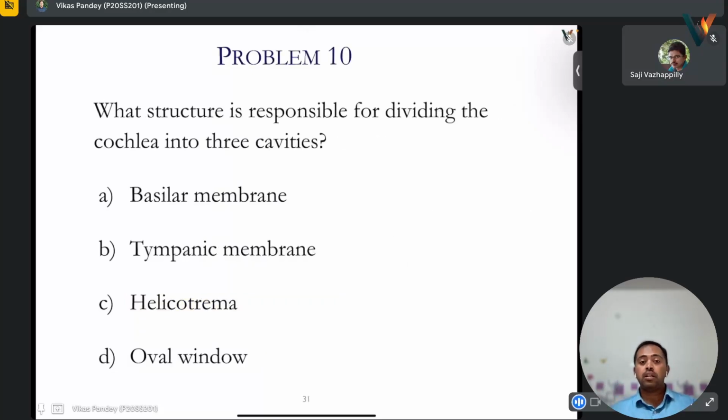What structure is responsible for dividing the cochlea into three cavities? Basilar membrane, tympanic membrane, helicotrema, or oval window? I think I showed it just some slides back.